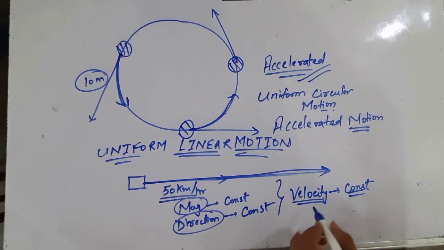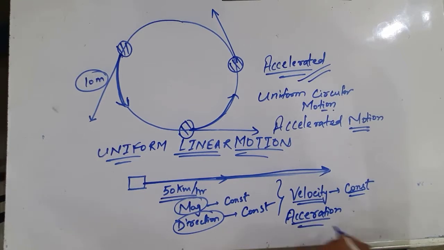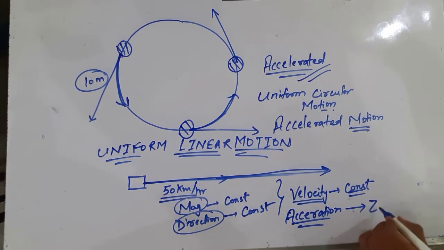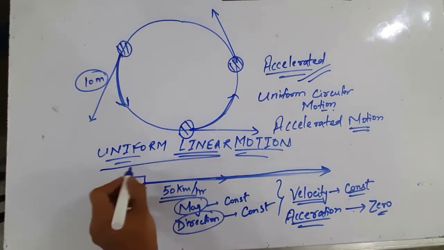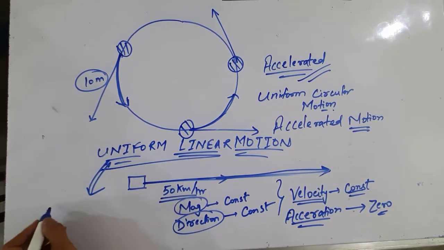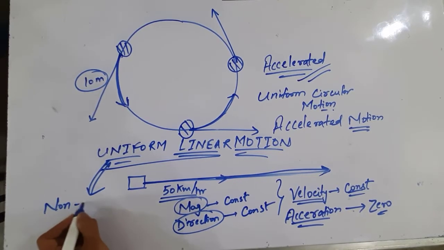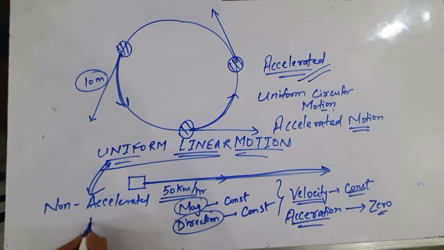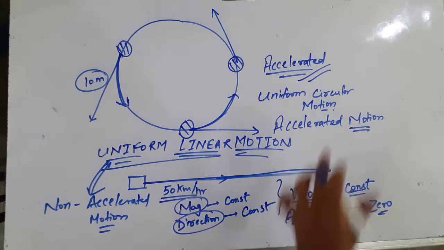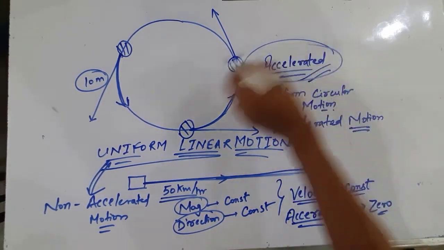Since velocity is constant, that means there is no change in velocity, and acceleration, we know, is change in velocity upon time. So since there is no change in velocity, acceleration is 0. So from here we can say that uniform linear motion is an example of non-accelerated motion, whereas uniform circular motion is an example of accelerated motion.